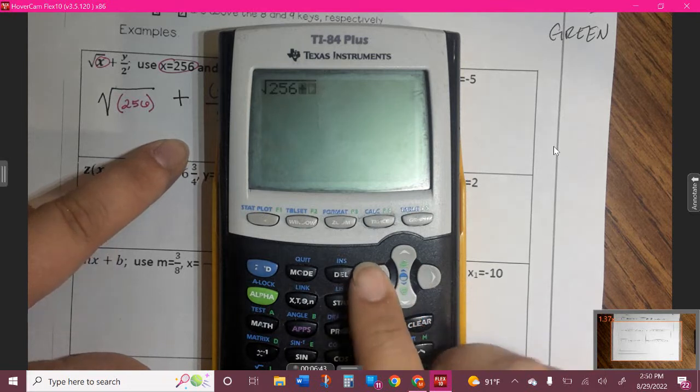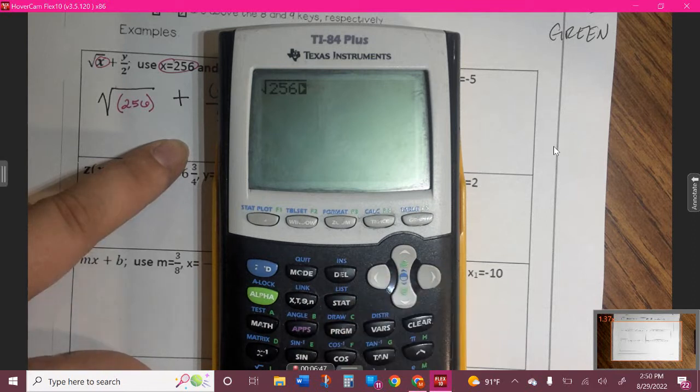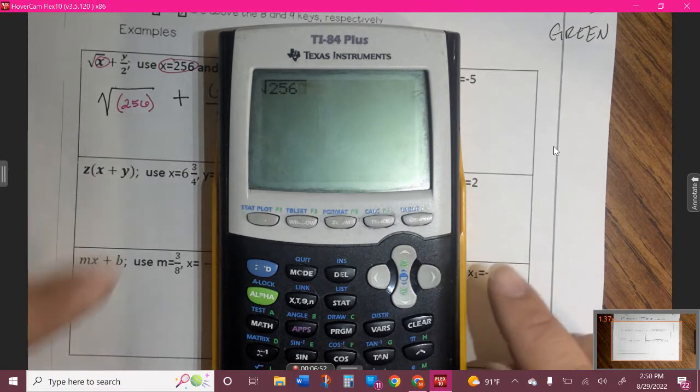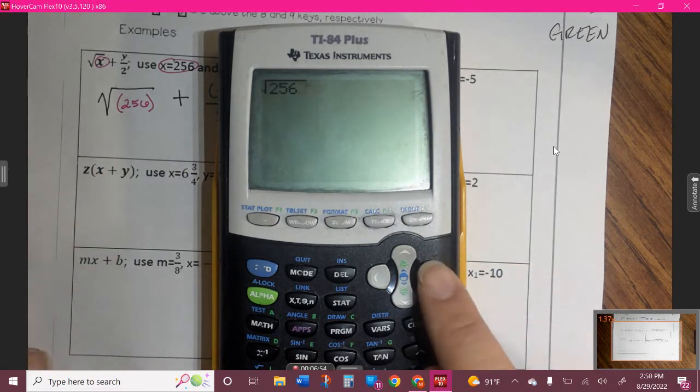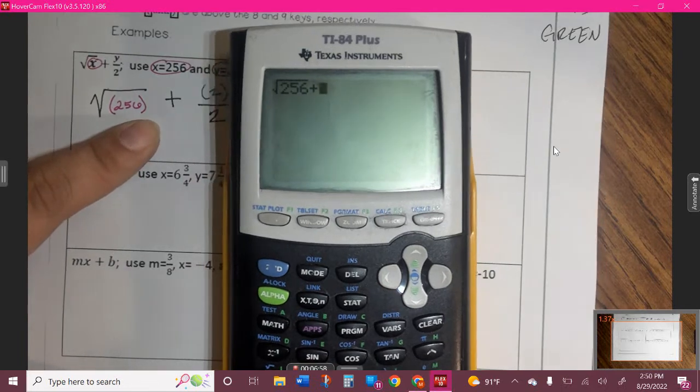So I'm going to go back, and I'm going to delete just the plus sign. If you hit clear, that whole line will clear off, and that's not what you want. To get out of the square root, the radical, you're going to hit the right arrow, and now we're out of it. Plus, now we want to type in a fraction.